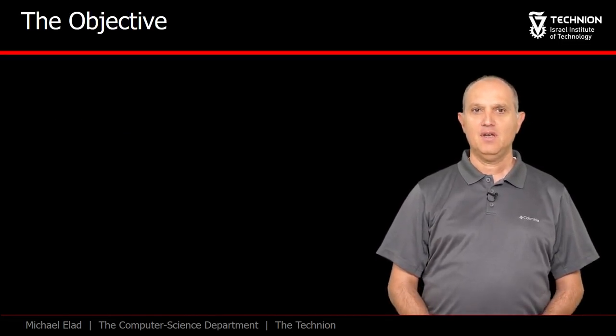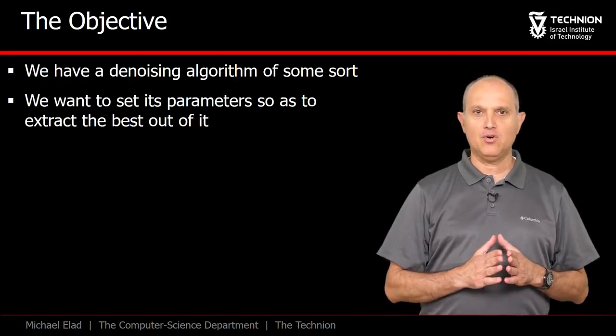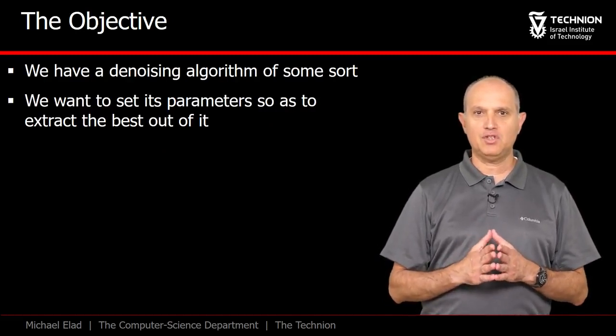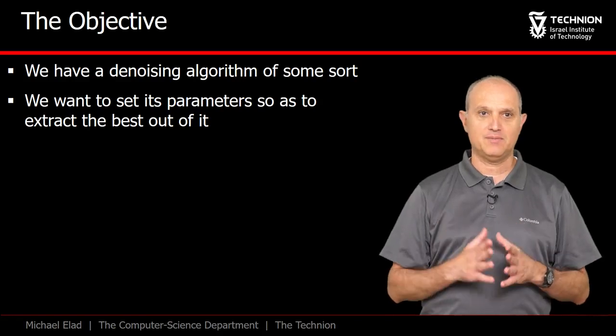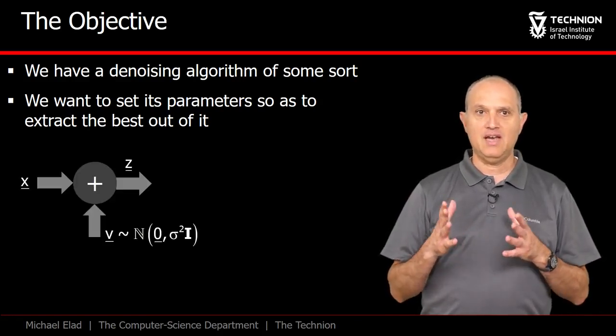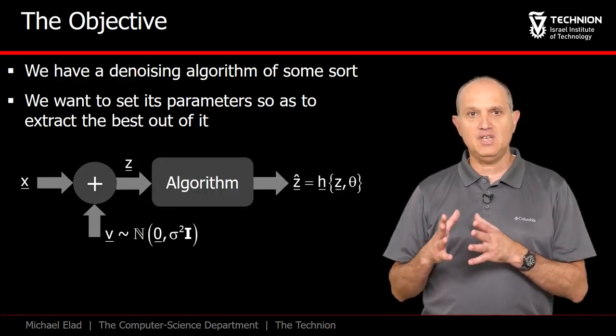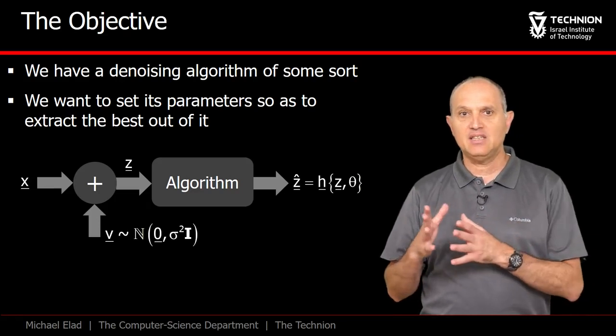We deviate for a while from the main tracks of our story and discuss SURE, a technique for tuning parameters for the denoising algorithms. Here is our objective. We have a denoising algorithm, and our goal is to tune its free parameters so as to get the best possible performance. So if X is a clean image and V is the additive Gaussian noise, then the denoiser we have operates on Z and produces h of Z and theta.